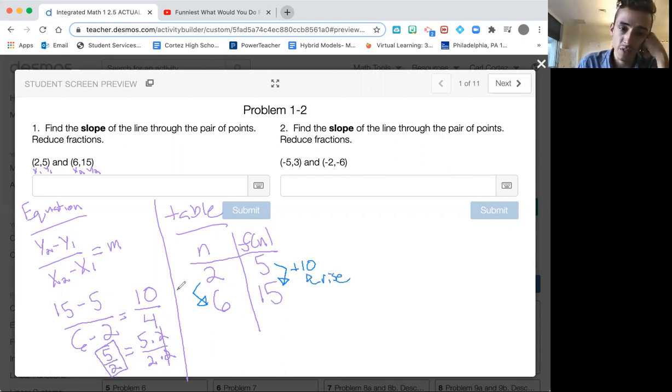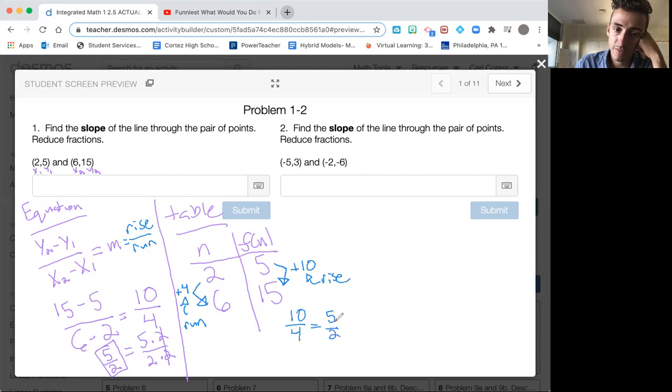And then what about from 2 to 6? What would you have to add? Hopefully you're saying 4. So this would be my run. And so recall, slope is also referred to as rise over run. So if I take 10, put it over 4, simplify this again to just 5/2. 5/2 is still my answer because, again, we have 2 ways we can solve it. So 5/2 is what you would need.